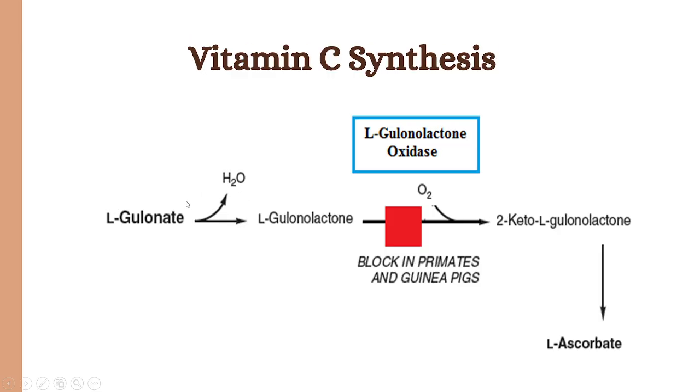L-gulonate then will be dehydrated and then oxidized to form 2-keto-gulonolactone, which will eventually lead to formation of ascorbic acid. This step here, which is catalyzed by L-gulonolactone oxidase, is blocked or absent or deficient in primates and guinea pigs, and that is why we cannot synthesize vitamin C in our body. We have to take it in the diet.